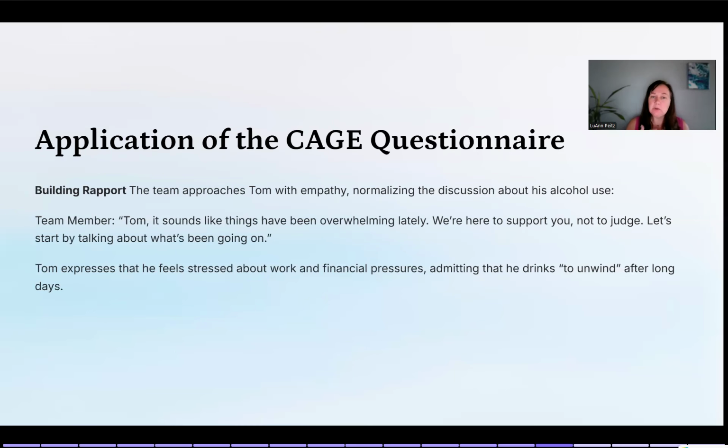So here's how we'd use the CAGE questionnaire. First, we want to build rapport. So the team would approach Tom with empathy, normalizing the discussion about his alcohol use. So someone might say, Tom, it sounds like things have been overwhelming lately. We are here to support you, not to judge. Let's start by talking about what's been going on. Tom expresses that he feels stressed about work and financial pressures, admitting that he drinks to unwind after long days.